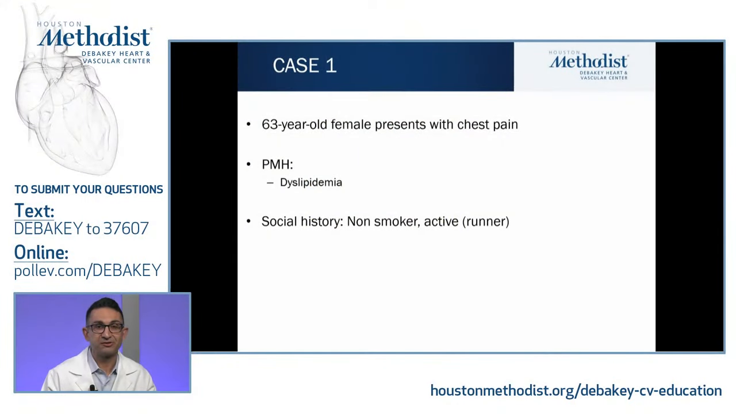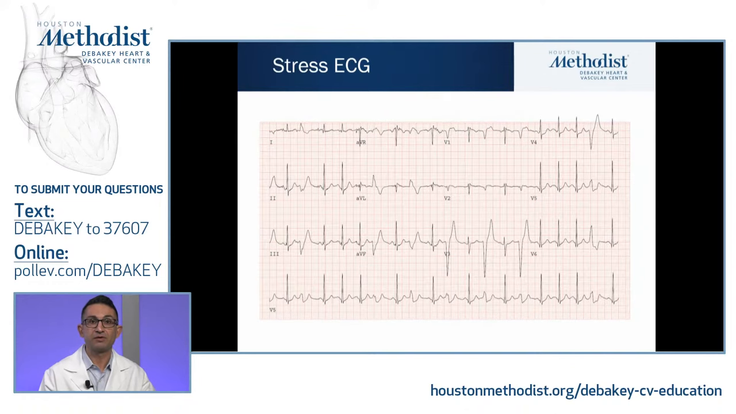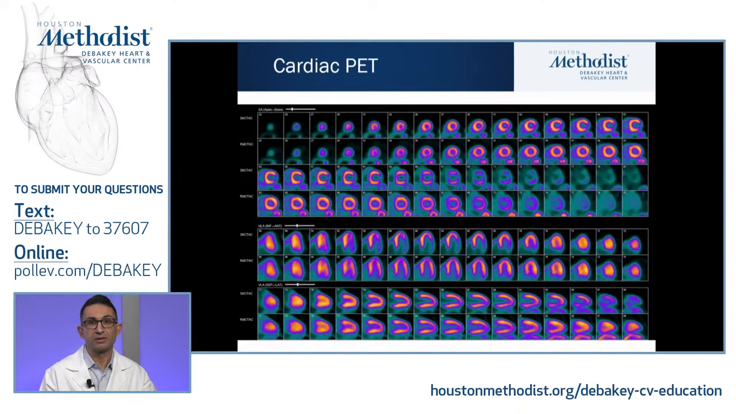So our first case is a 63-year-old female who presented with chest pain. Her past medical history was significant for dyslipidemia, and her social history was unremarkable. She's been a lifelong non-smoker, very active, running pretty much her whole life. She was referred for cardiac PET imaging. This was her baseline ECG, which shows sinus bradycardia with no significant abnormality. With administration of regadenoson, she had a proper heart rate response, but her ECG became kind of scary. She had frequent PVCs, though she remained asymptomatic through the study.